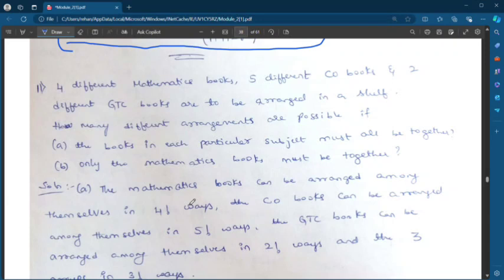In 4 different mathematics books, 5 different chemistry books, and 5 different GTC books are to be arranged on a shelf.